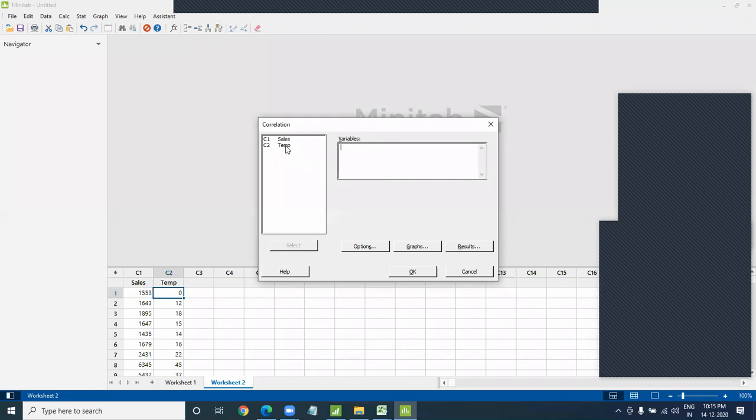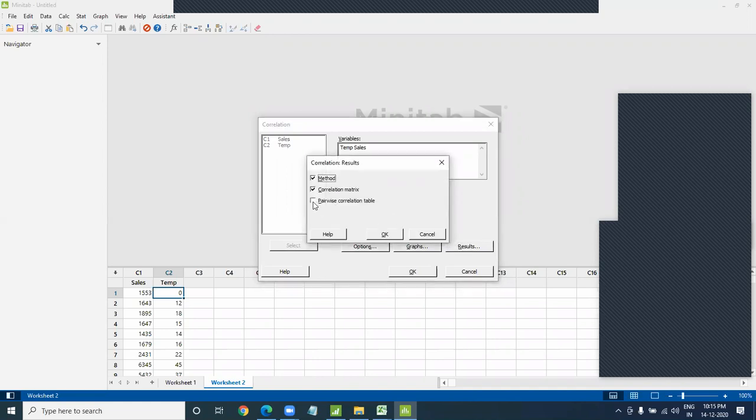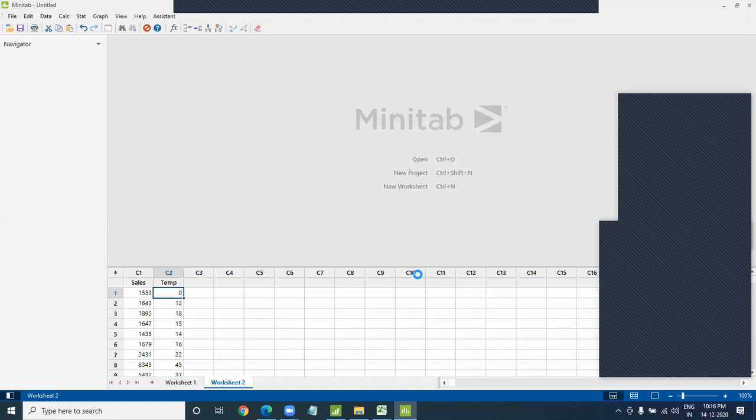So what is my X? My temperature. I want to check whether temperature will impact the sales. Temperature first, sales next. Go to results. In the results tab, select this pairwise correlation table. Just click OK. That's what it'll give you.